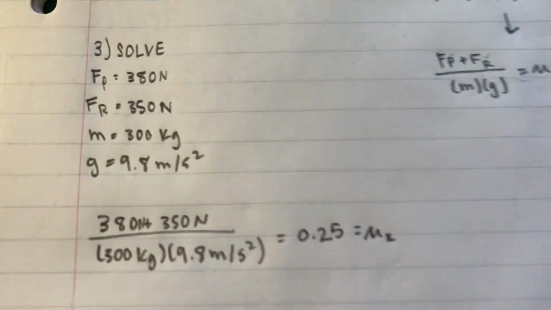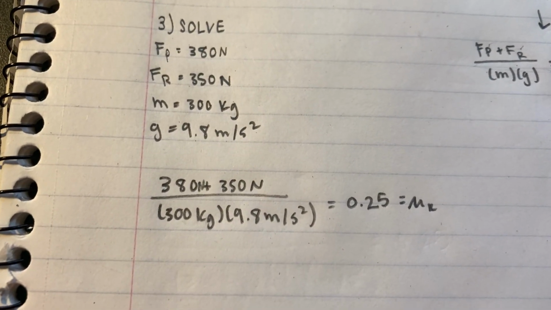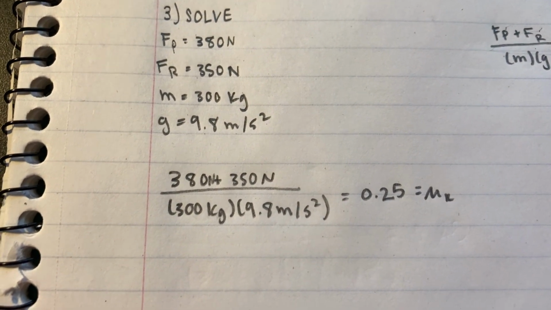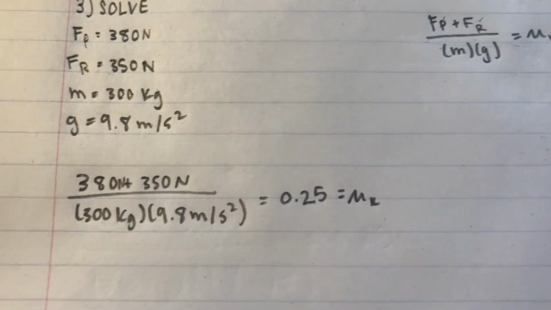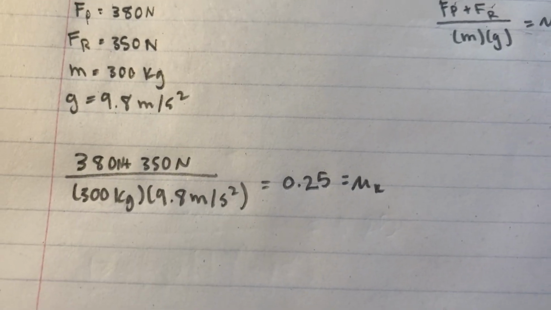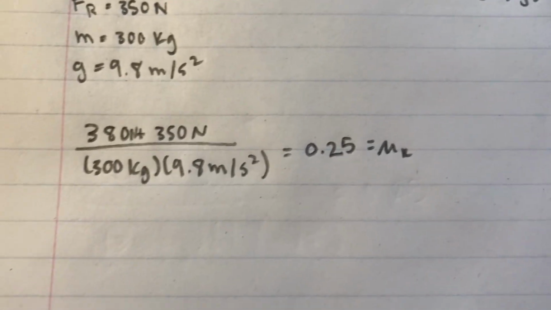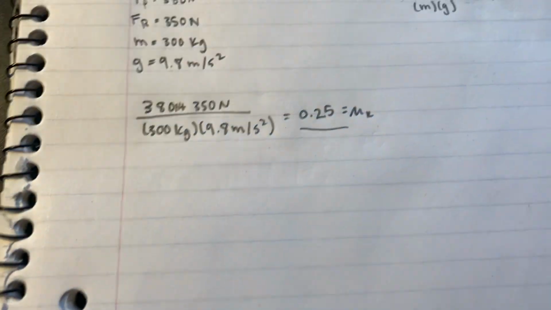Okay, so after plugging in the values to this equation, we get 380 newtons plus 350 newtons divided by 300 kilograms multiplied by 9.8. Plugging that into the calculator, we get 0.25. And this is our answer for the kinetic friction coefficient.